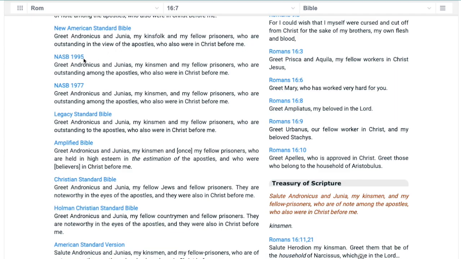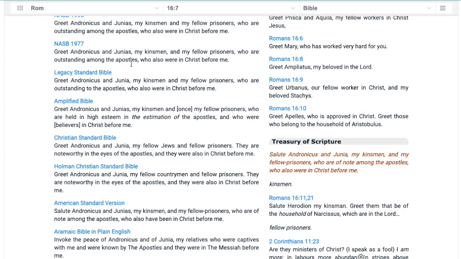Here's what's fascinating, though. In 1995, in the New American Standard, this is how it was translated. Greet Andronicus and Junius. They've decided to put Junia as the male name. My kinsmen and my fellow prisoners, who are outstanding among the apostles. So guess what? They got that part of the sentence right, but they changed Junia to Junius to be a male so that he could be an apostle.